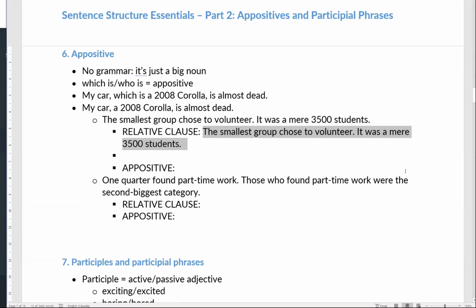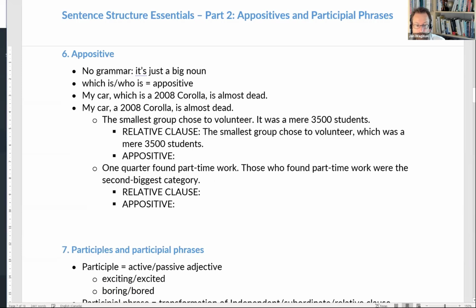The smallest group chose to volunteer, which was a mere 3,000 students. Who was? We can't do this because the rule for relative clauses is that the relative clause has to directly follow the noun that it's related to. Otherwise, it's called a misplaced modifier. Right, so that's the rule for a relative clause.